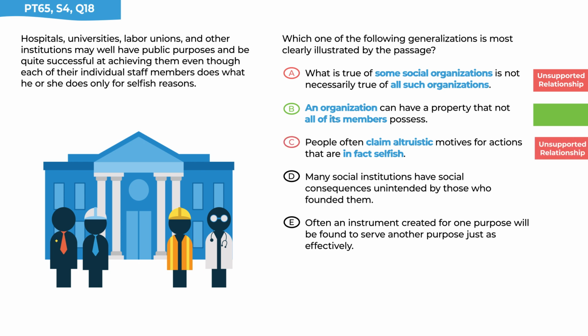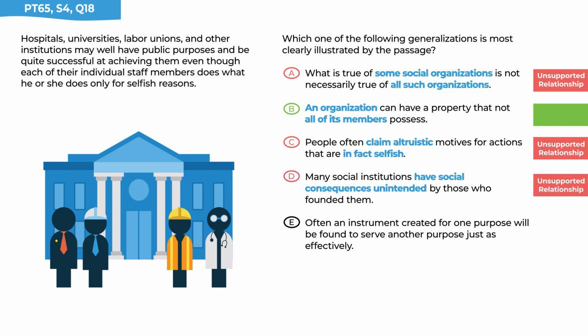It's an unsupported relationship. Answer choice D says that many social institutions have social consequences unintended by those who founded them. Again, we have another comparison being made. We have social consequences that were unintended by those who founded those social institutions. So there's a difference between what the founders wanted and what actually happened. So we have another contrast, but a different kind of contrast, because we're talking about what was intended and what actually occurred. This is another unsupported relationship.